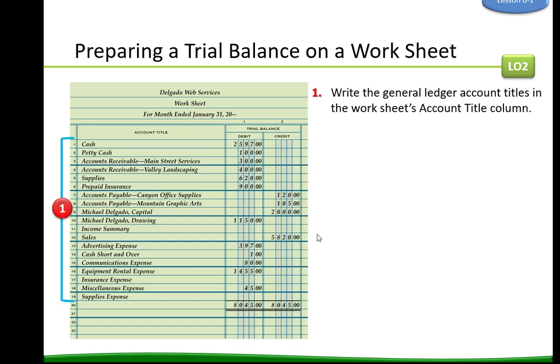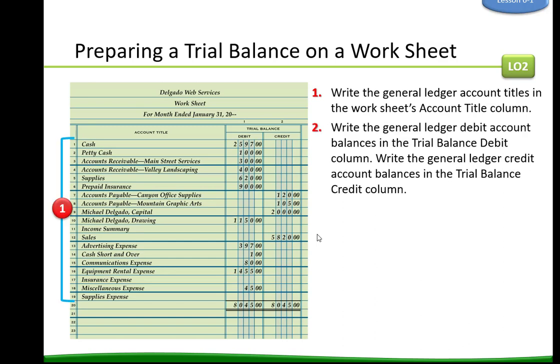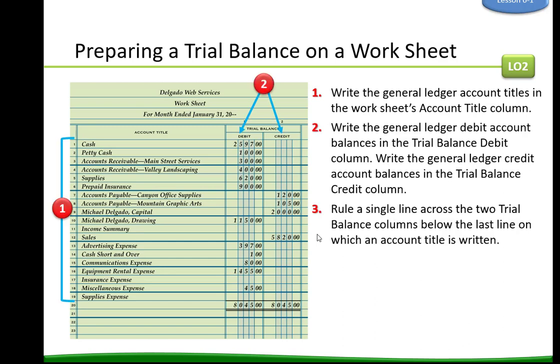So we'll write the account titles in that first column, and then write their balance. You will draw a single line at the bottom of it, which in this case we're doing on the computer. The computer draws that single line for us. And you'll total up your debits, and it should equal the total of your credits. If you don't get them to equal the total, you did something wrong.